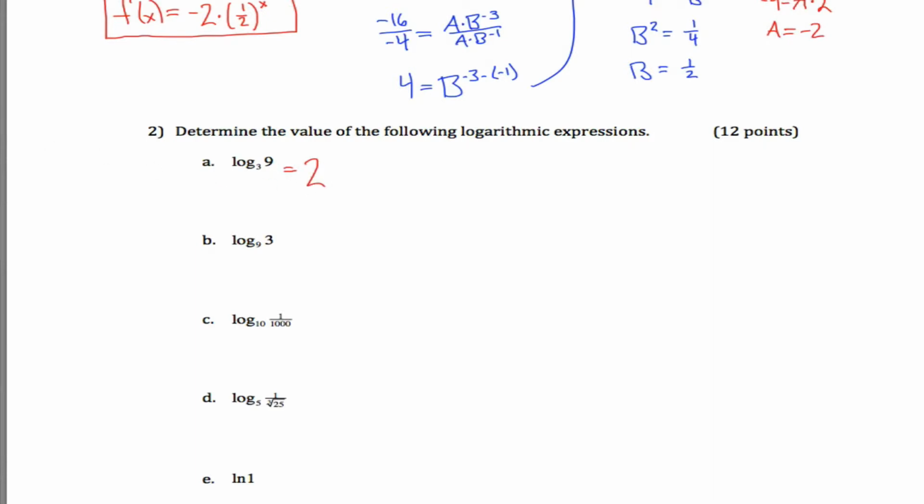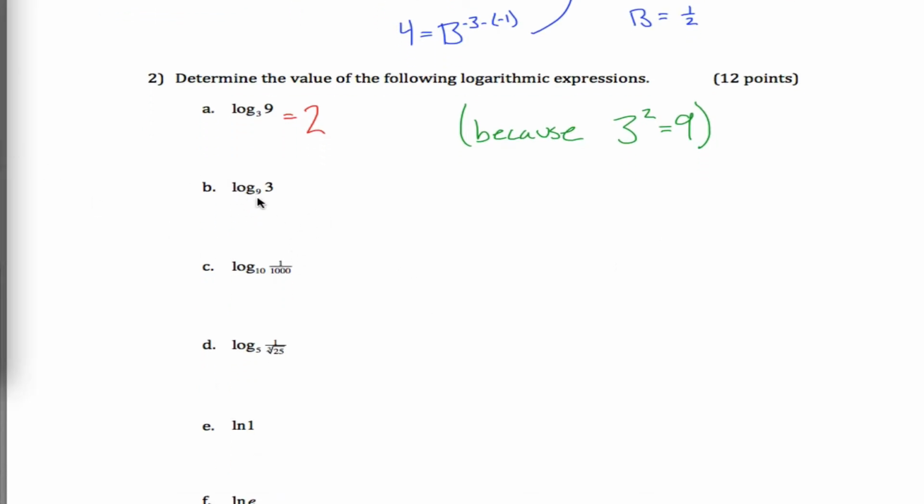And you don't got to tell me why that's true, but just as an FYI, that's true because if we wrote this in exponential form, we would say 3 to the 2nd power is equal to 9. And using that same logic, log base 9 of 3 turns out that's going to be equal to 1/2. And the logic there is that 9 to the 1/2 power is equal to 3. Square root of 9 equals 3.